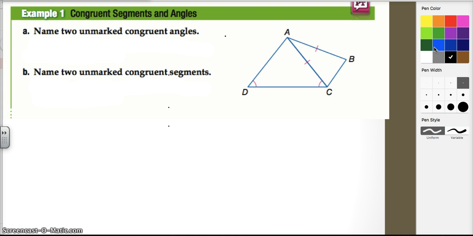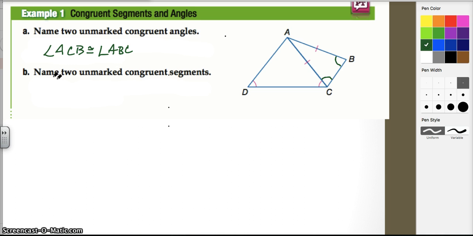But the unmarked ones, I'm going to put in green here, would be this guy and this guy. And I'll name them. So they're angles ACB. Angle ACB is congruent to angle ABC, and they're congruent by the theorem that we just discussed, the first theorem, the isosceles triangle theorem. And the isosceles triangle theorem basically says that base angles of an isosceles triangle are congruent.